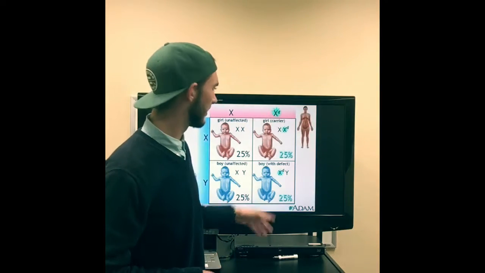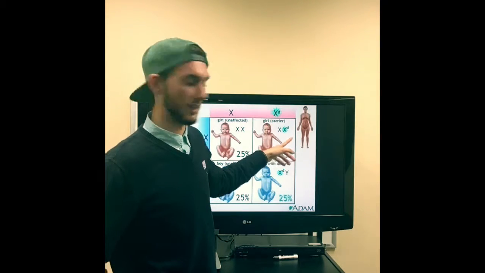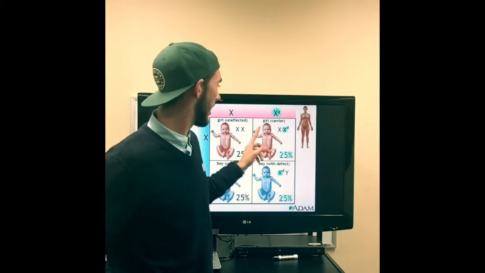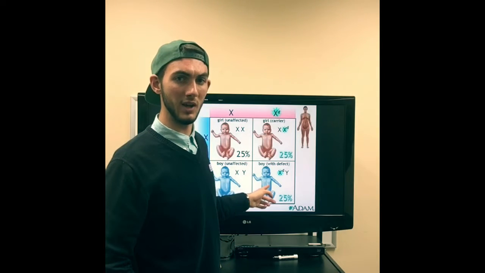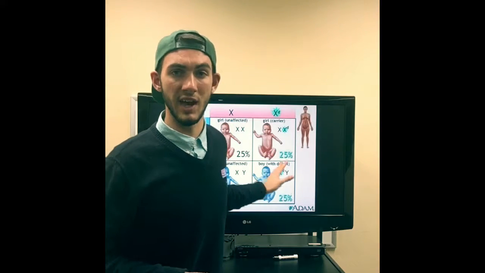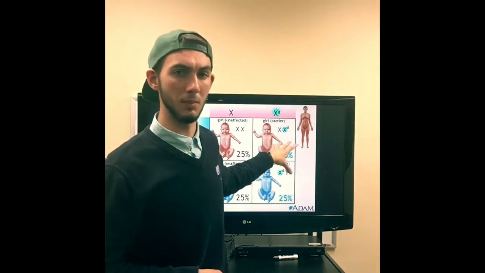Now, some of you might look at that and say, well, she has one of the affected, and why is she just carrying, and why does he actually have it? So an X-linked recessive disorder happens to affect males more often because they don't have that extra X gene to actually cover up the disease in the body.